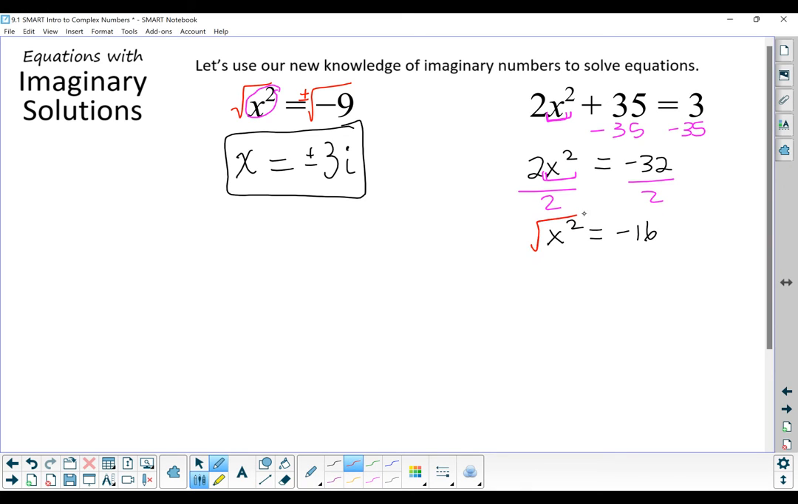So we are ready to apply our square root to both sides of the equation. On the left side, we're left with an x, and on the right side, we have positive and negative. The square root of 16 is 4, and this has a negative inside the root, so we've got an imaginary answer. It's positive and negative 4i.